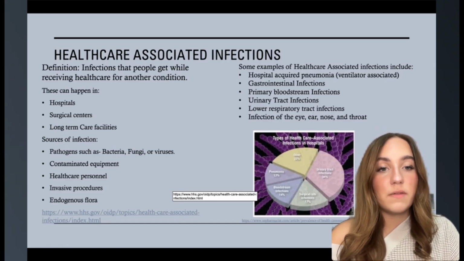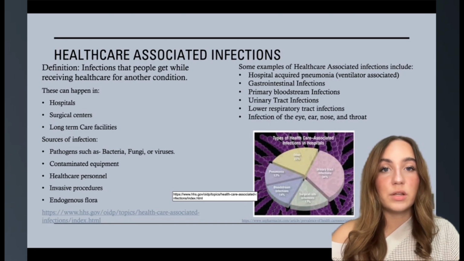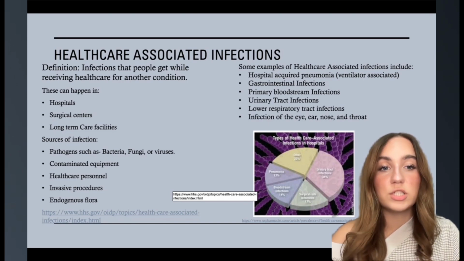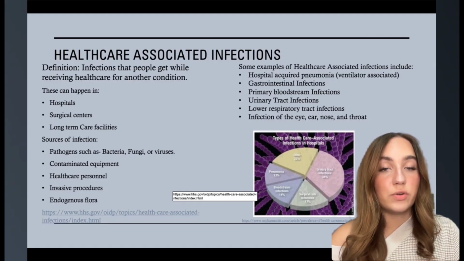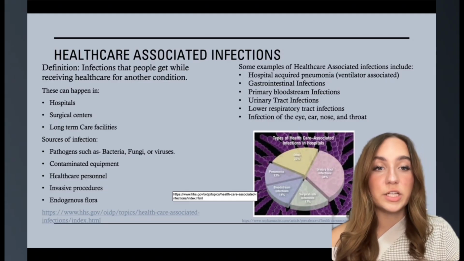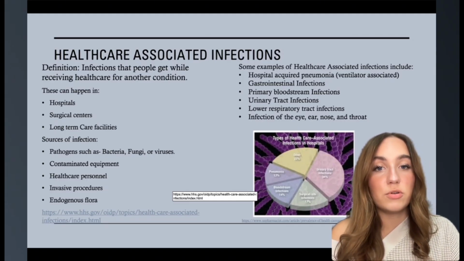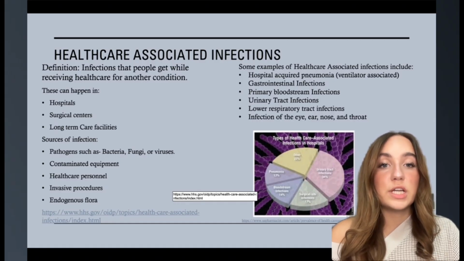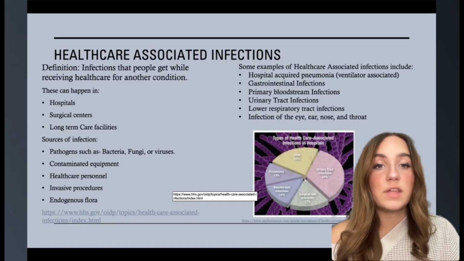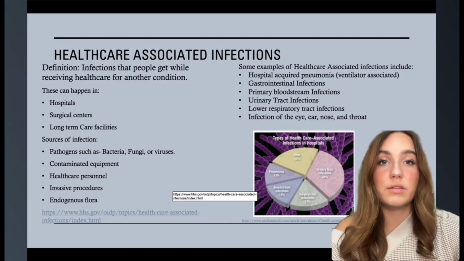Some examples of healthcare-associated infections would include hospital-acquired pneumonia, which is often ventilator-associated, gastrointestinal infections, primary bloodstream infections, urinary tract infections, which are often due to the use of catheters within the hospital, lower respiratory tract infections, infections of the eye, ear, nose, and throat.